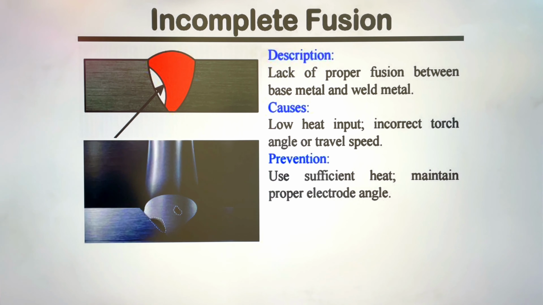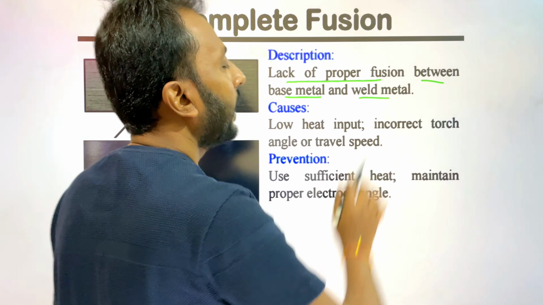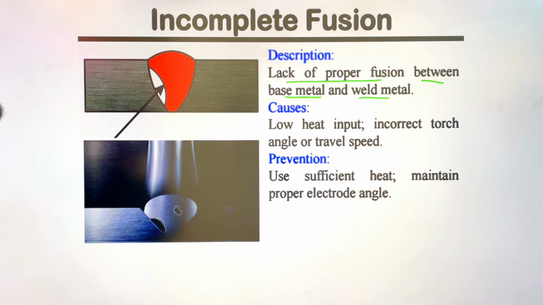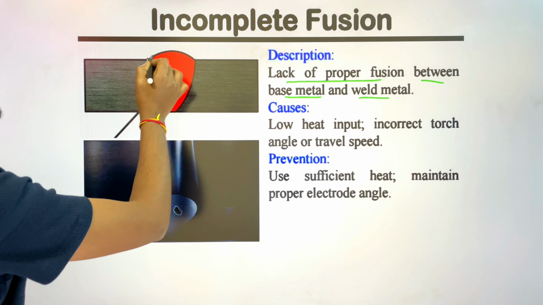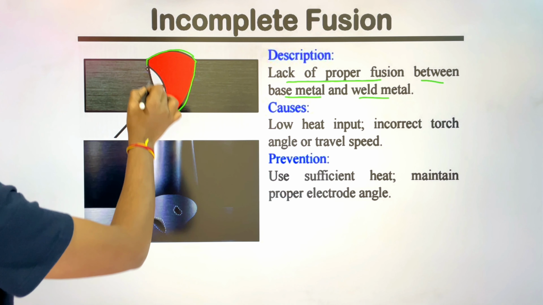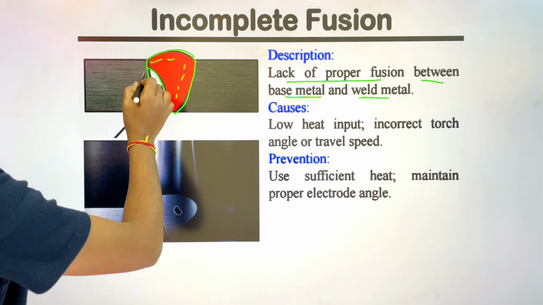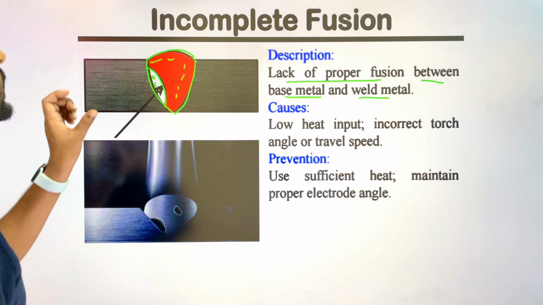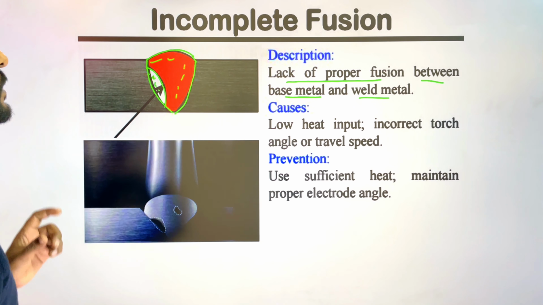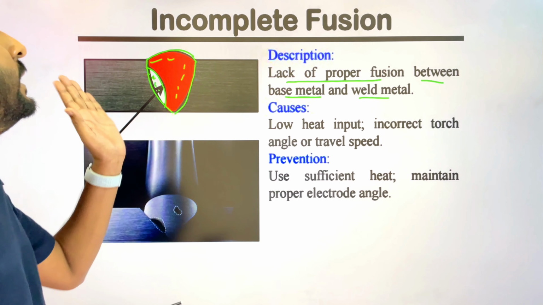Next, the incomplete fusion. It is the lack of proper fusion between base metal and weld metal. This is incomplete fusion. The fusion is not completed. In this figure the welding should be like this, but the welding is like this. The red portion is completed welding and this is the incomplete part. This portion hasn't been filled by the welding process. So this is the lack of fusion, or lack of filler metal. This is the incomplete fusion.